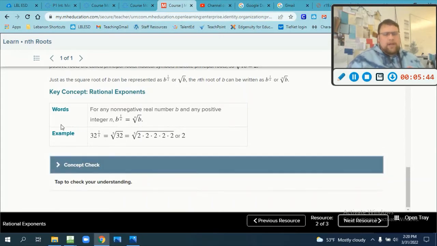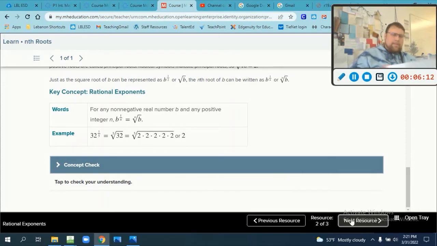And our last one, again, we don't need the symbols, but it says for any non-negative real number b and any positive integer n, b to the 1 over n equals the nth root of b. So in other words, if I had 32 to the 1/5, that's really the 5th root of 32. And since 32 is 2 times 2 times 2 times 2 times 2, 5 2s, that means it equals 2. Okay, moving on up to our last one.